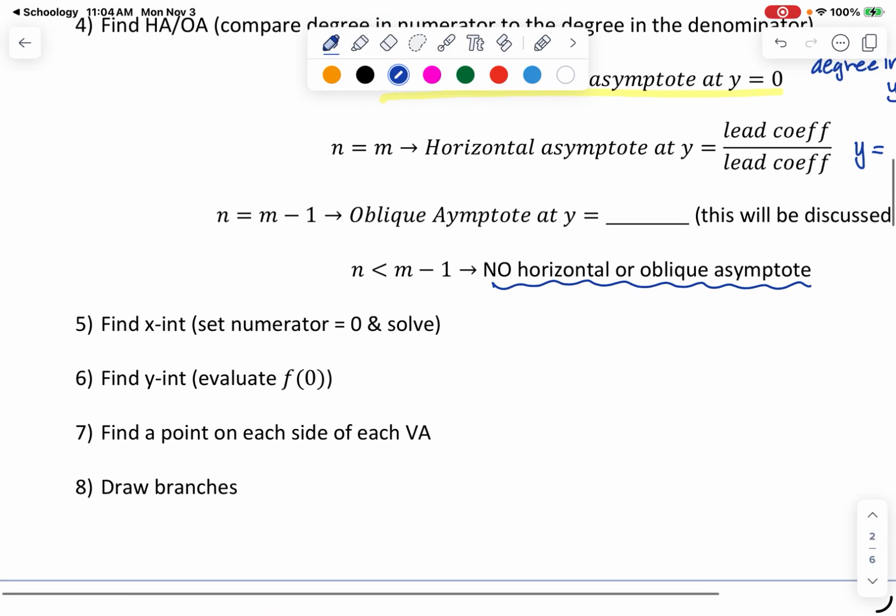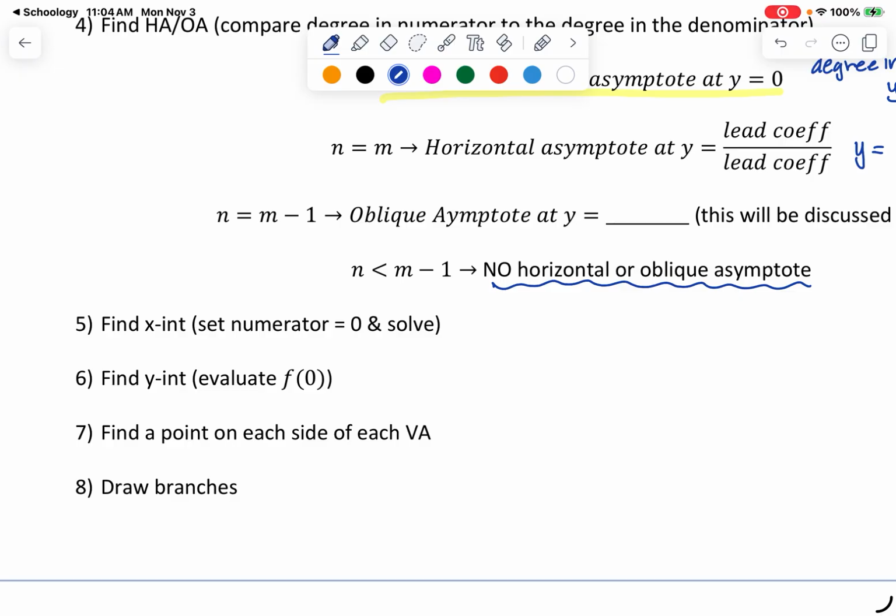Okay, so the other things we're gonna ask you for are the x-intercepts and the y-intercepts. For x-intercepts, set the numerator equal to 0 and solve. That's if it's just one fraction. If there's any add-on, you have to make it one fraction. Number 6, find the y-intercepts by evaluating f of 0. So plug in 0 for x, see what you get for y.